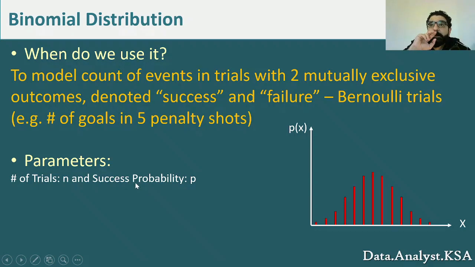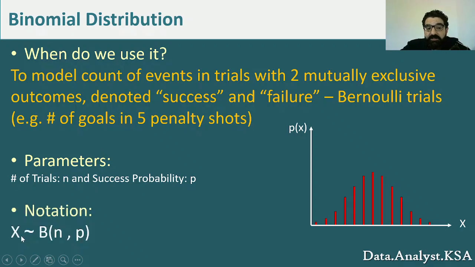So if I tell you that this player has a success probability of 50%, and he's shooting 10 penalty shots, so I gave you N, I gave you P, you can give me the probability. So what is the probability that this person will score less than 6? You can calculate it with the CDF. What is the probability that he will score 5 out of the 10 shots? You can calculate it with the PMF.